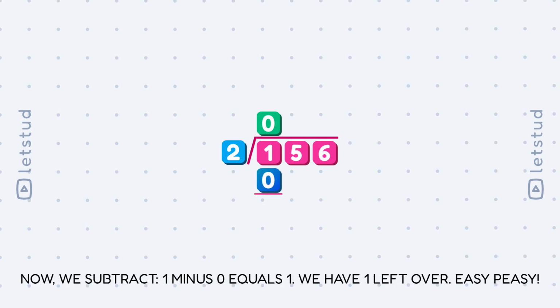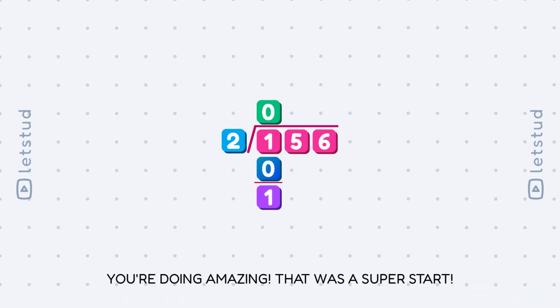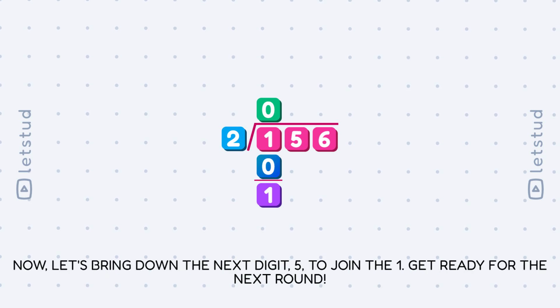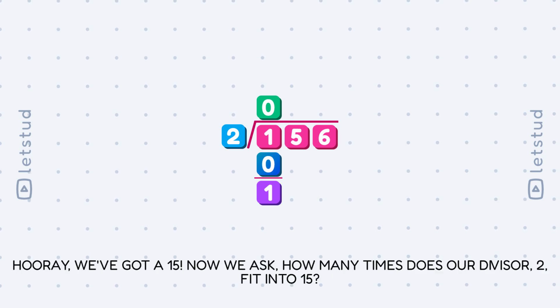Now we subtract. 1 minus 0 equals 1. We have 1 left over. Easy peasy. You're doing amazing. That was a super start. Now let's bring down the next digit 5 to join the 1. Get ready for the next round. Hooray, we've got a 15.